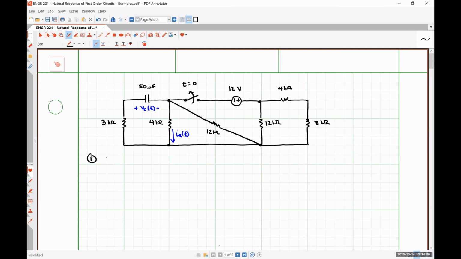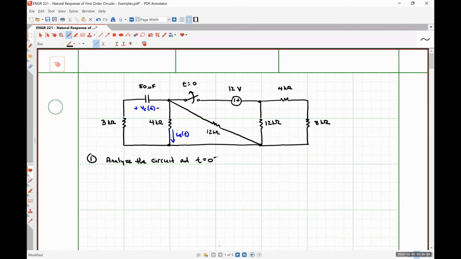is going to be to analyze the circuit at t is equal to 0 minus, which in this case means it's the instant in time immediately before that switch opens up, disconnecting the 12-volt source from the circuit. So at t is equal to 0 minus, our circuit is in what's called a DC steady state condition, which means that all of our inductors and capacitors will be replaced by their DC steady state equivalent.